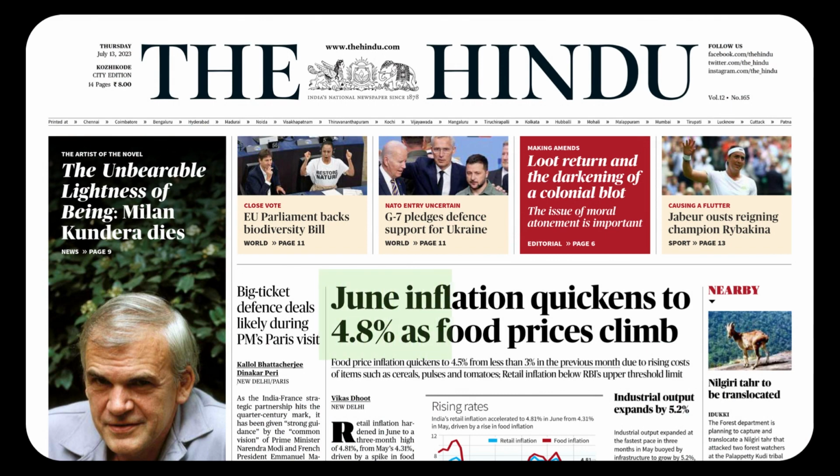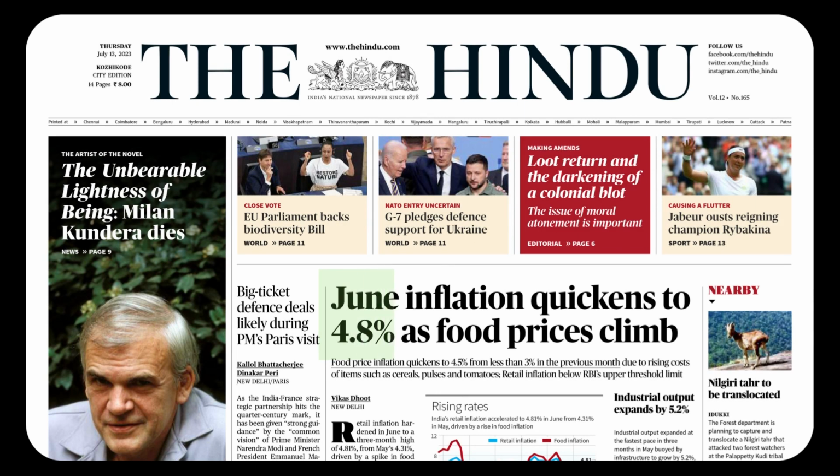June inflation quickens to 4.8% as food prices climb. As we know, this is a classic sentence where we have a doer. Here, the doer is in the form of a noun phrase, June inflation. June is the month of the English calendar and comes the first noun of the day. Inflation, with the -tion ending, must be a noun. Inflation. It's a general increase in prices.